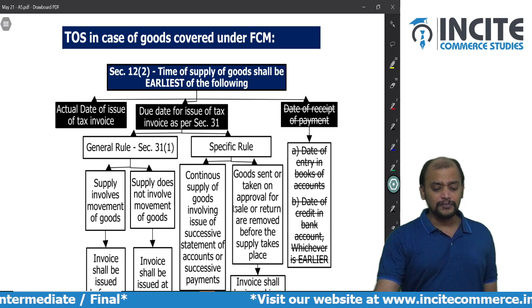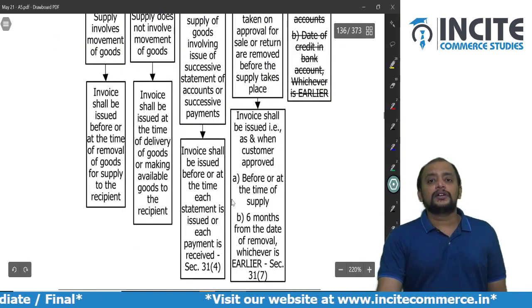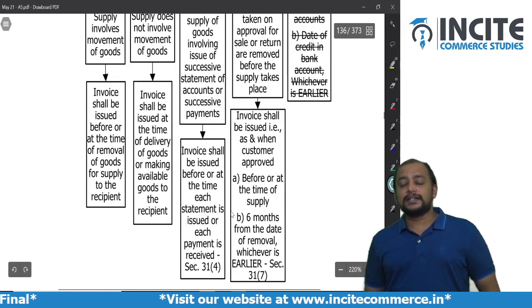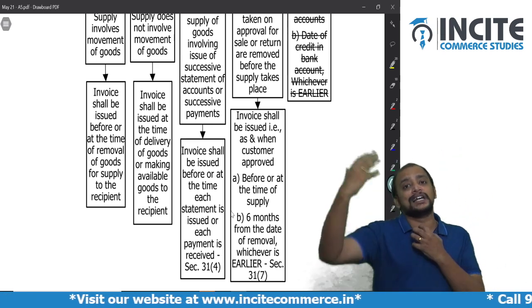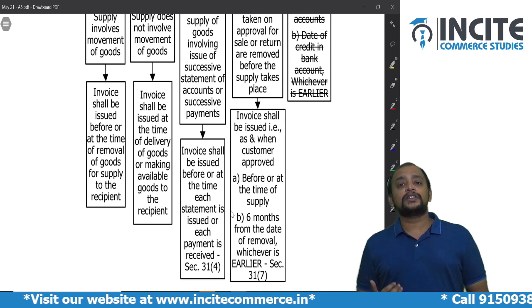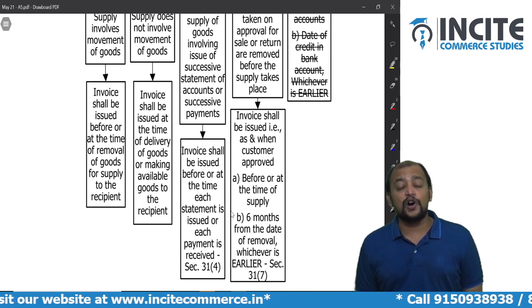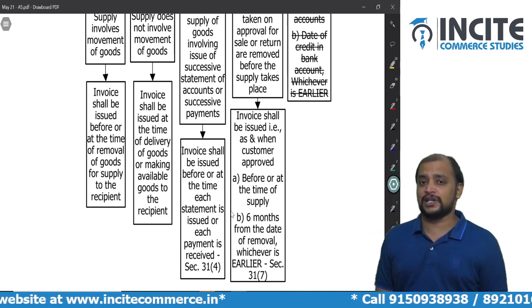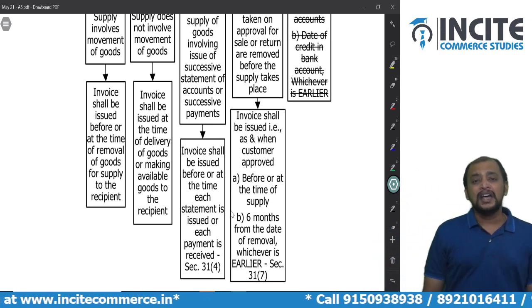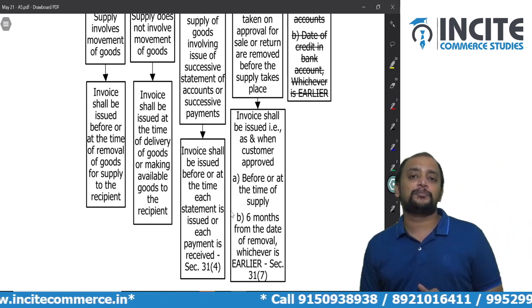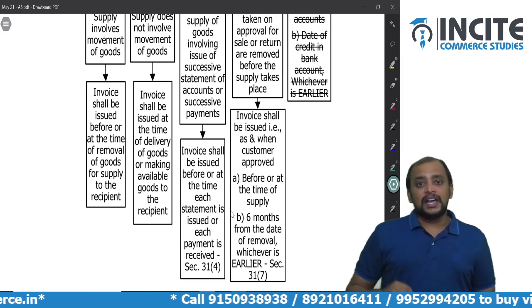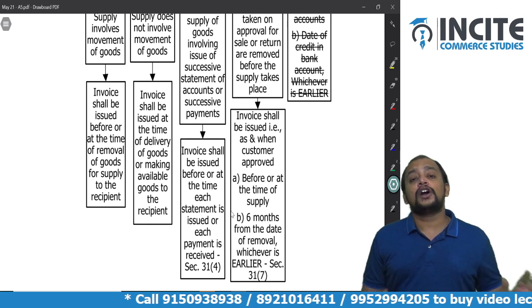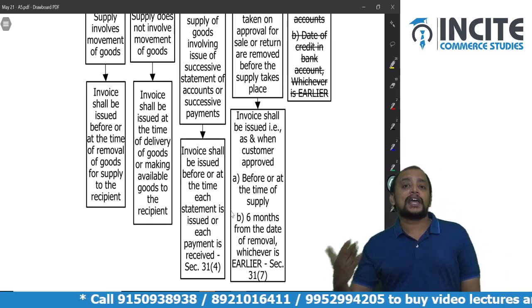Then, whenever we receive some advance in case of goods covered under FCM, but we deliver the goods at a later point of time, now, on the basis of the advance should we pay GST, or on the basis of delivery do we need to pay the GST? That is, what will be the time of supply? Advance is irrelevant. For example, you placed an order with me on 28th May. I delivered the goods to you on 5th June. I handed over the goods on 5th June.